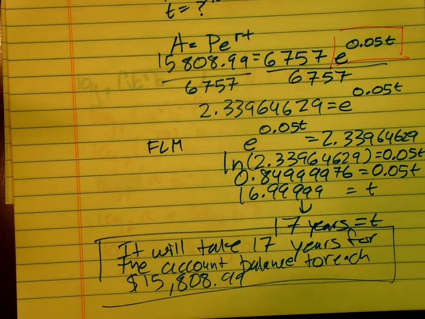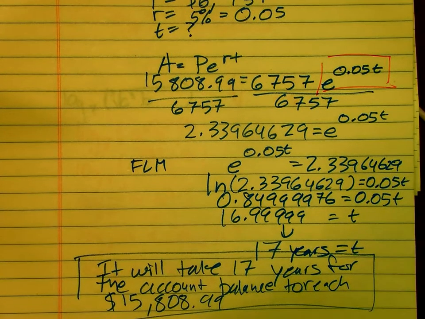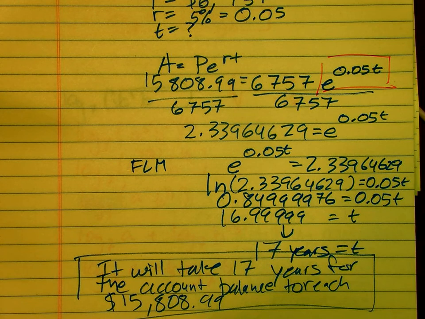And now you're done. So remember, if you're solving for rate or time, you've got to try to get your exponent by itself and then apply your knowledge of e equations. Go ahead and write that down if you need to. Good luck. I'm sure you will do well.